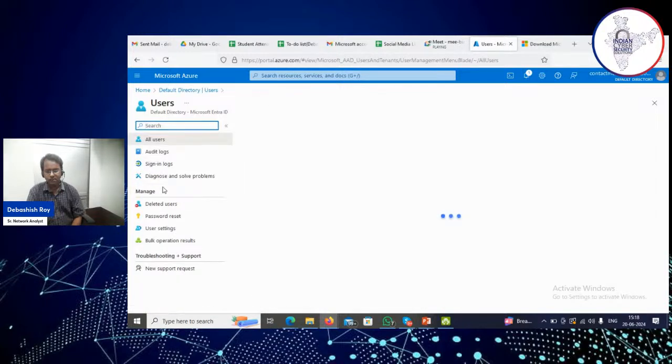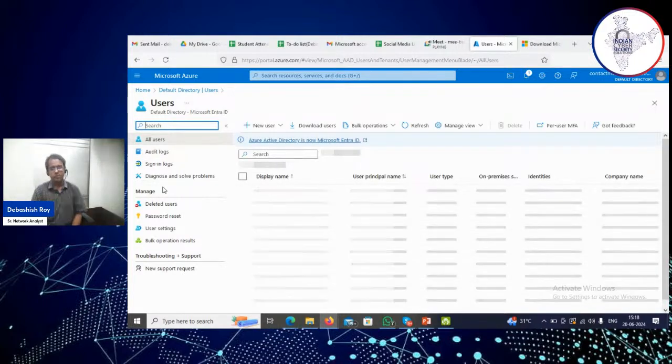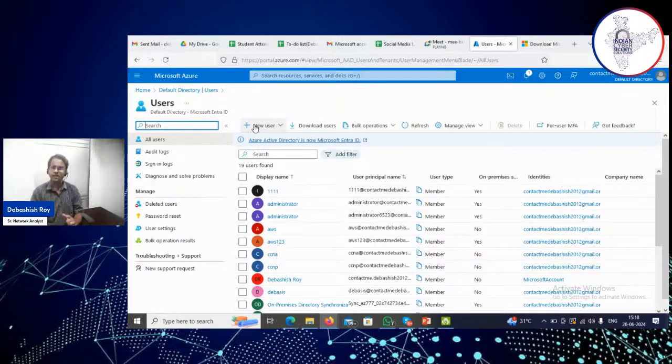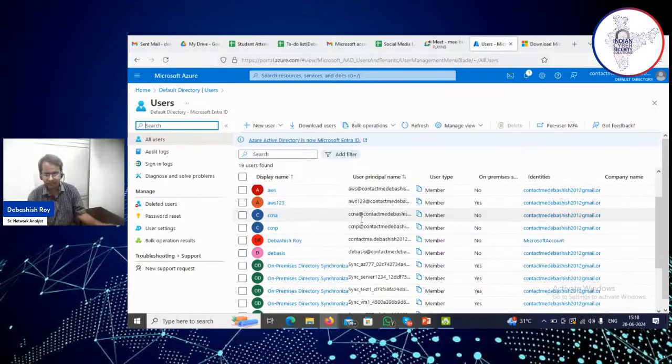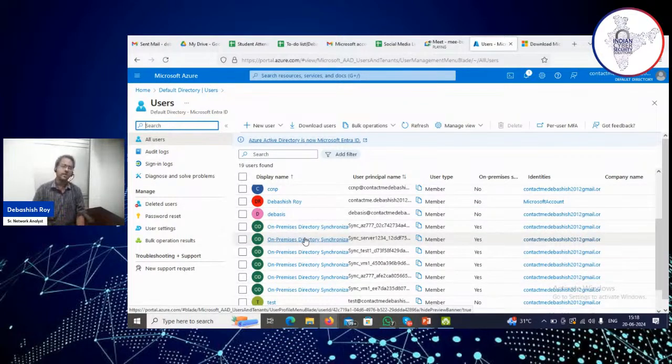Some users you can create here, the administrator and all the other users you can create here. If you click on this new user, you can create the user here. And some users like this CCNA are actually migrated from my on-premise server to this Azure AD. There are two options. One is that you can migrate your on-premise server security principals to this Azure AD. Another is, say for example, your VM is running on the cloud itself, and from that running VM, from that Windows Server, you can migrate the data from the Windows AD to this Azure AD. So there are two solutions.